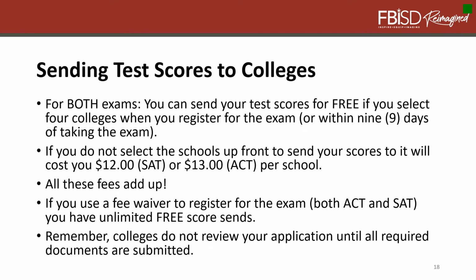If you do not add colleges within the 9 days, you will be charged to send your test scores. So you can send scores for free when you register for the test, or you can add the schools within the first 9 days to still send them for free. Any schools added after the 9th day that you have taken the test, you will be charged to send the scores. The SAT charges $12 per school, and the ACT charges $13 for the score sends. So these fees do add up.